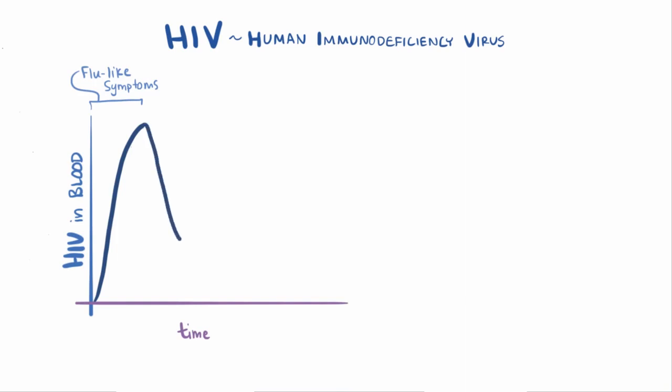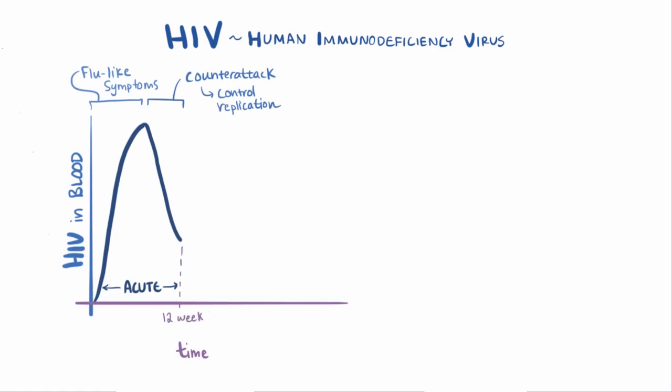In response, the immune system mounts a counterattack, though, and starts to control the amount of virus replication, and the amount of virus in the blood declines to lower but still detectable levels by 12 weeks, at which point the patient enters into the chronic or clinically latent phase, which can last between 2 and 10 years.